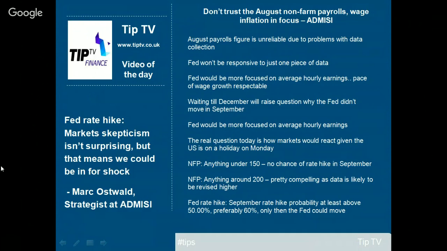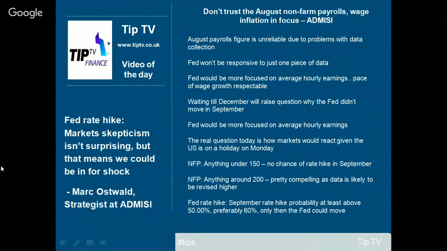So coming to the main points that Mark discussed on the Tip TV show today, the August payroll figure is unreliable due to problems with data collection. If you are a trader or investor, and if you do follow a lot of financial websites, then you must have read a couple of articles saying that August payrolls are highly unreliable. Over the last 5 years or so, as far as I can remember, each time the August payrolls number missed estimates by a wide margin, only to be revised higher in the subsequent months. So that takes the shine away from the NFP number today.